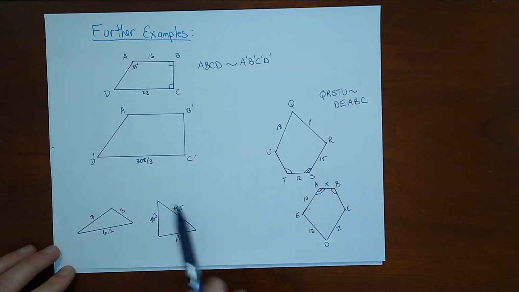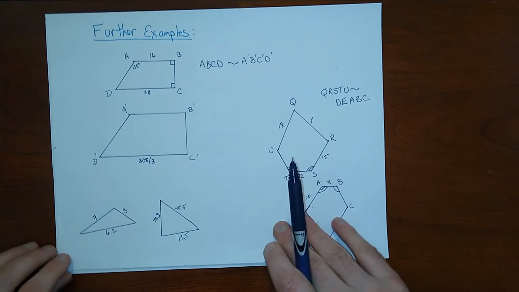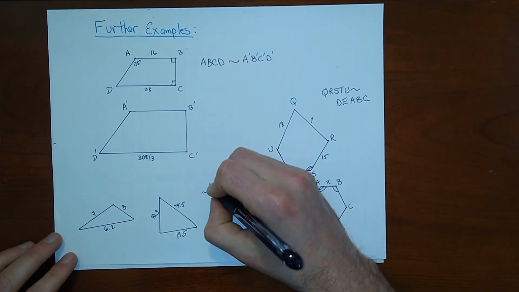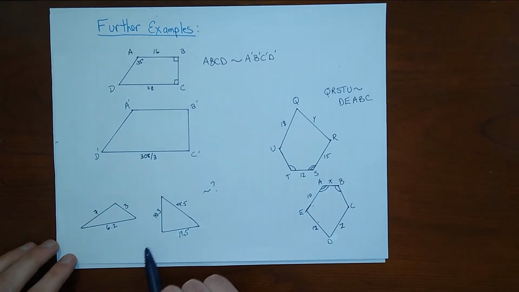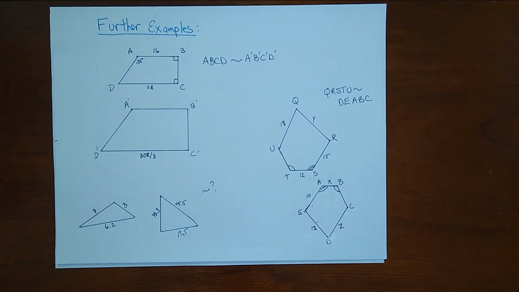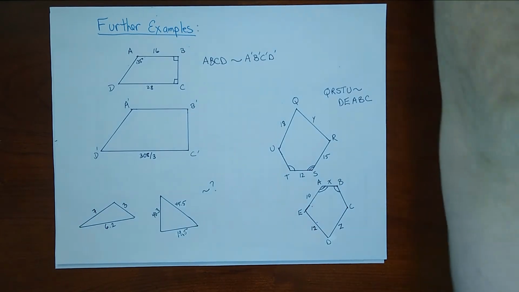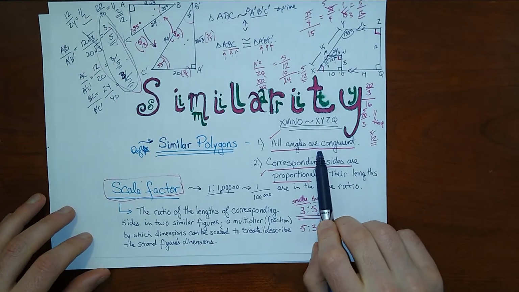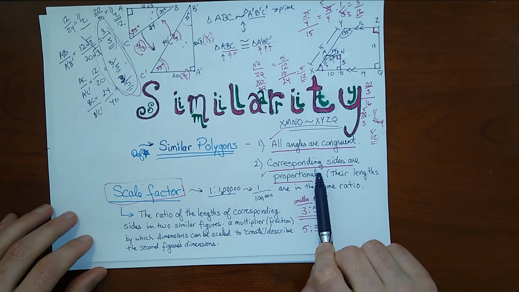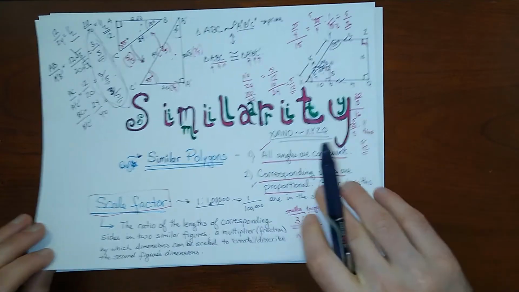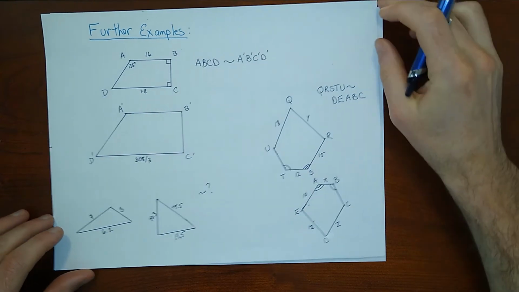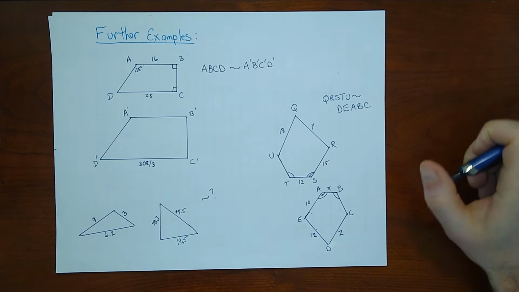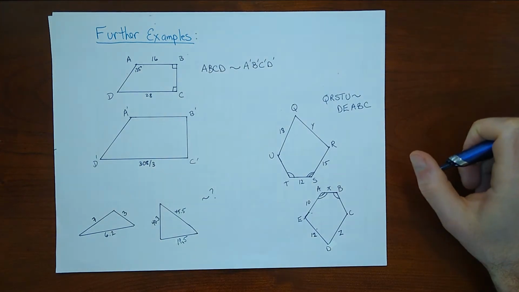And then we have an example with two triangles where we're not told that these are similar, in fact. So that's going to be the question here: are these similar or not? Remember, the definition of similarity requires that all angles are congruent and that corresponding sides are proportional. So those are the things we're going to look for. When you're using similarity, you're almost always going to be setting up proportions. So keep that firmly in the back of your mind.